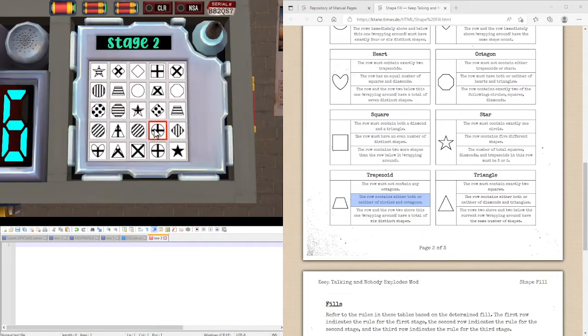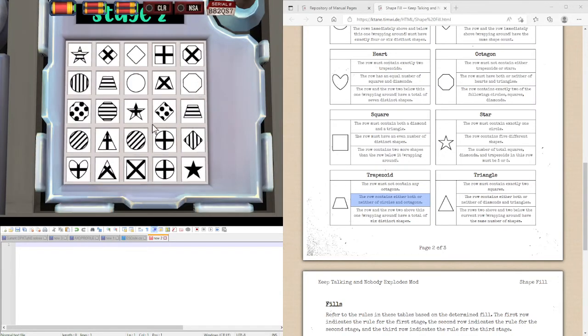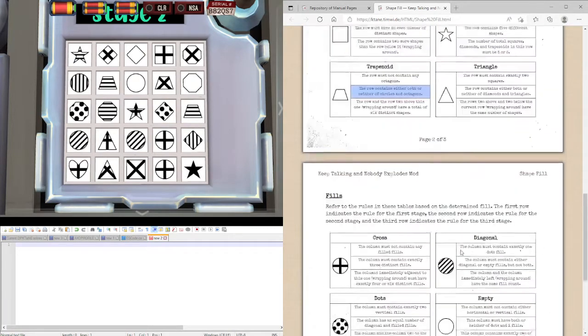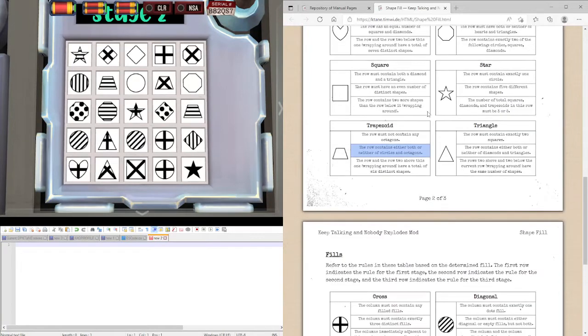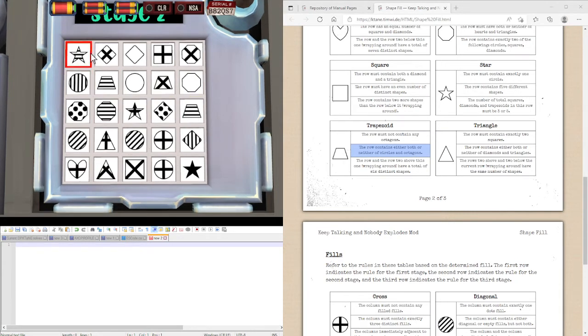It now generates a new grid. Using what we clicked on the first stage, we're going to be figuring out what we need to click for this stage. The row contains either both or neither of circles and octagons. The only octagon, both. So this is our row, just to check. Only one of them, octagons, circles respectively, and only circles on this one.